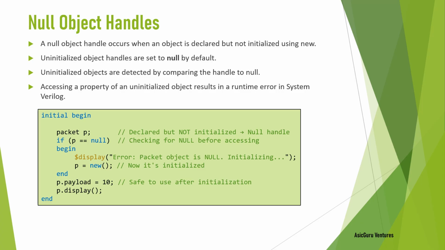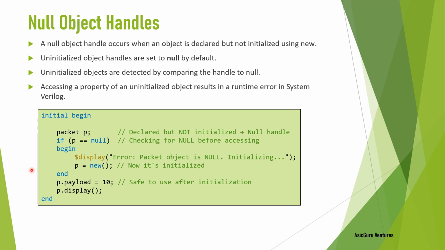The next topic is null object handle. In SystemVerilog, when we declare an object but don't initialize it using new, the handle is set to null by default. So if the handle is null, and if we try to access any property or method using this null handle, it would result in a runtime error. So we need to always check for null before using it.